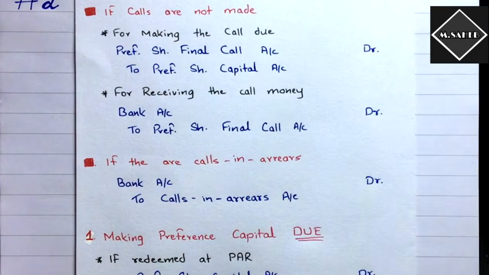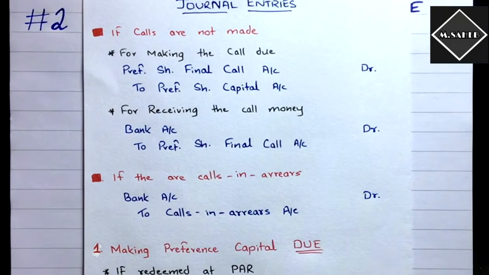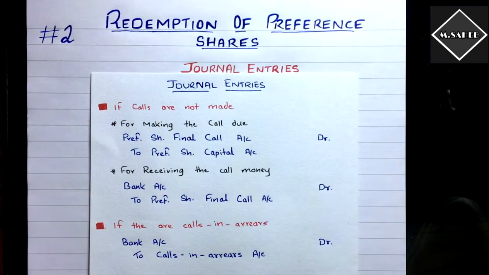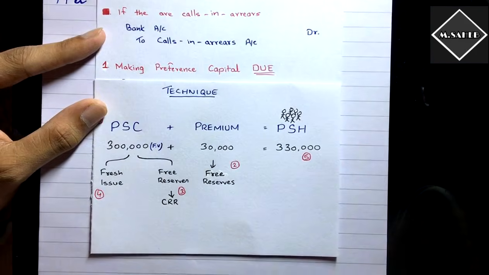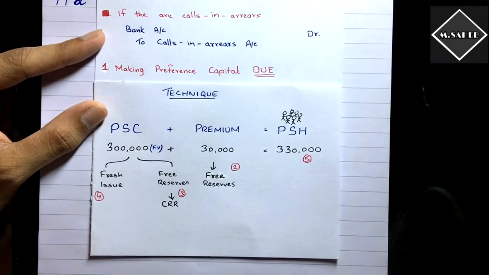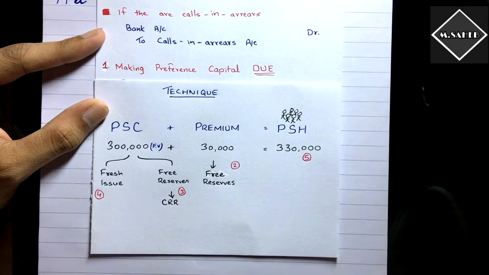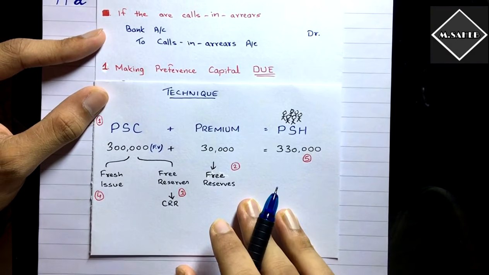This is the extra entry. Now let's start the entries of redemption of preference shares, right? Let's do that. Now here we have the first main entry. But before that, let's understand this equation, this technique of redemption of preference shares.